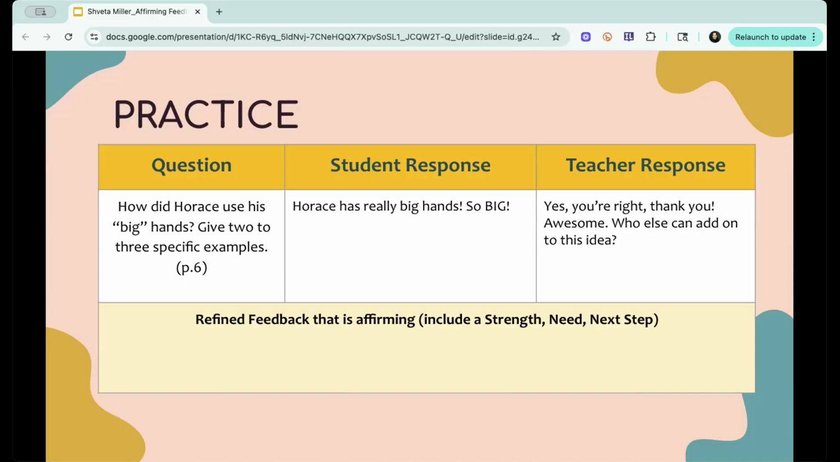Okay, I would love to see some ideas in the chat. I'm getting them already. Okay. Can you tell me the adjectives the author used that help us know Horace's hands are huge? Can you show me how the illustrator shows us his hands are huge? Okay, so that example Gretchen put in the chat, is that naming the strength? Is that giving the need? Is that giving the next step? Those are great follow-up questions.